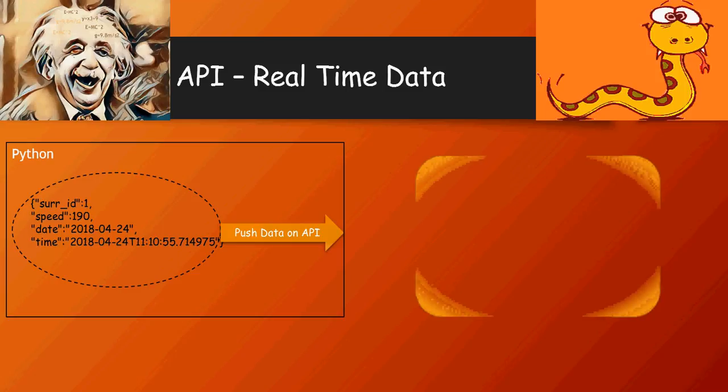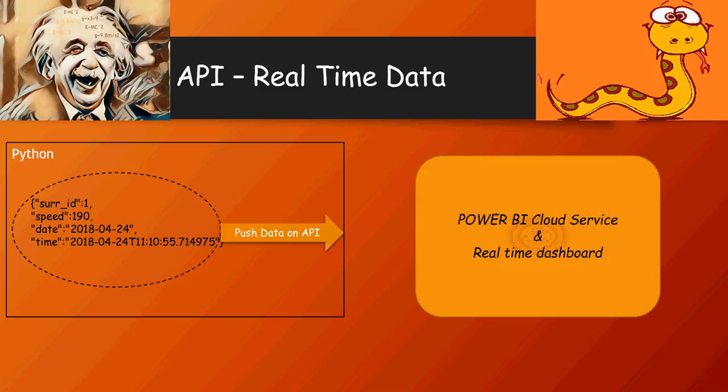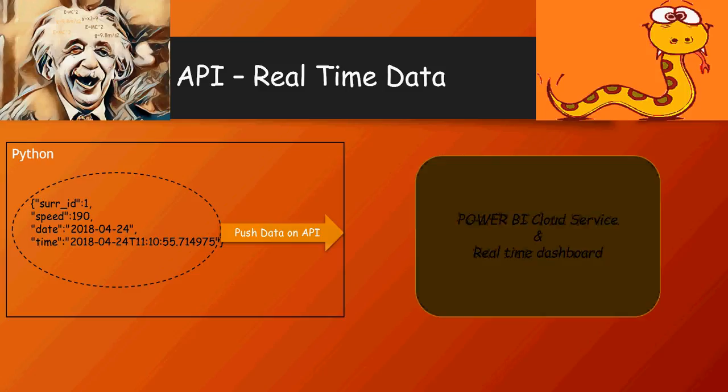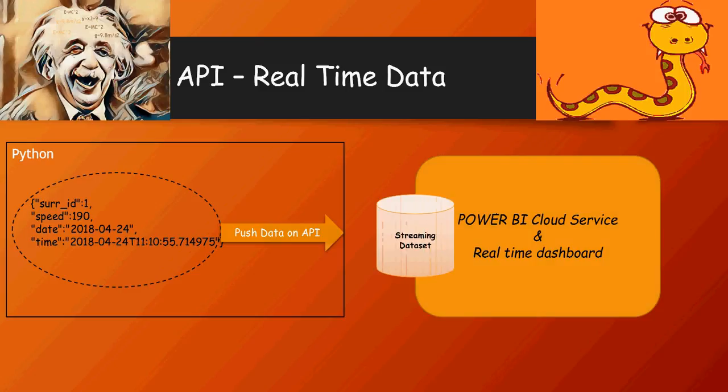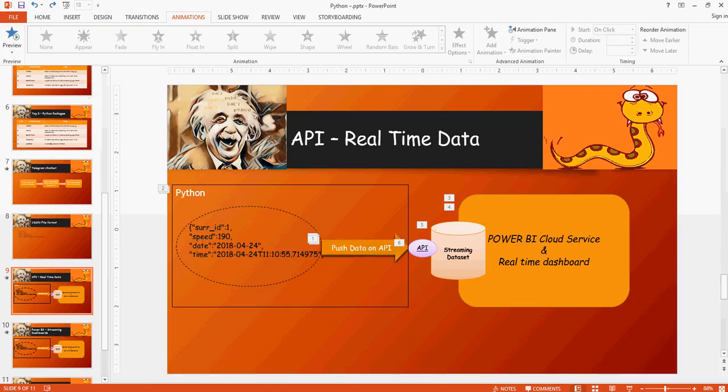Now this is an API which is going to support streaming data on Power BI Cloud Service, which is going to be a real-time dashboard. So it's going to push the data. The Python code is going to push the data on the API supported by Power BI. So let's see how it all happens.